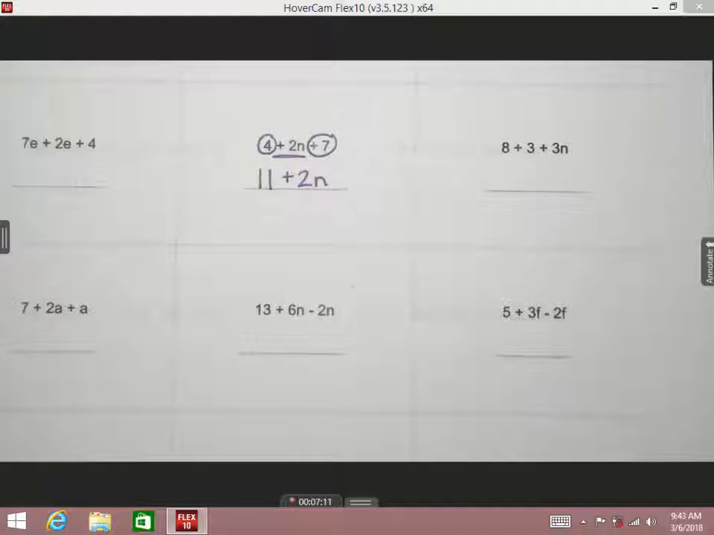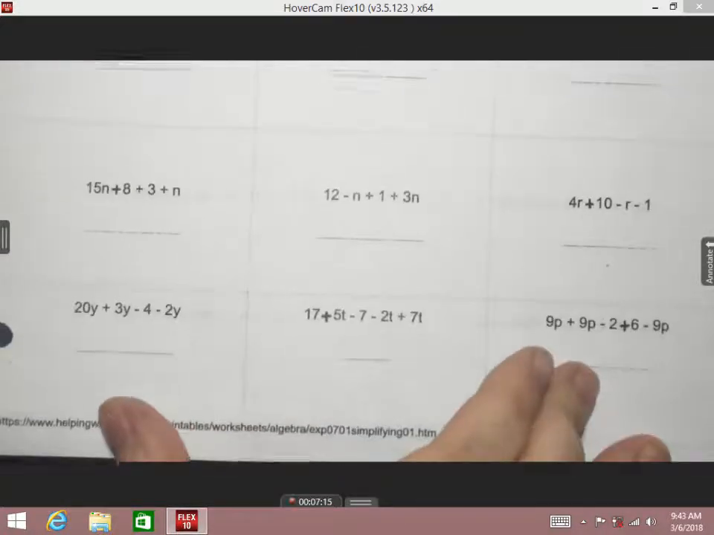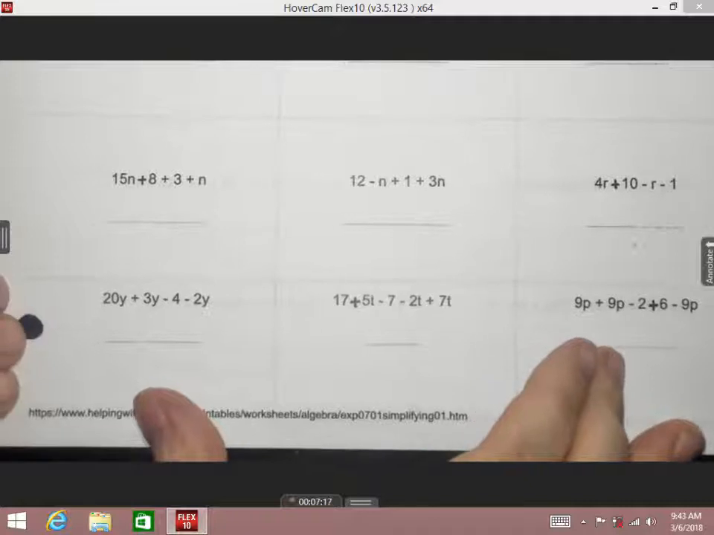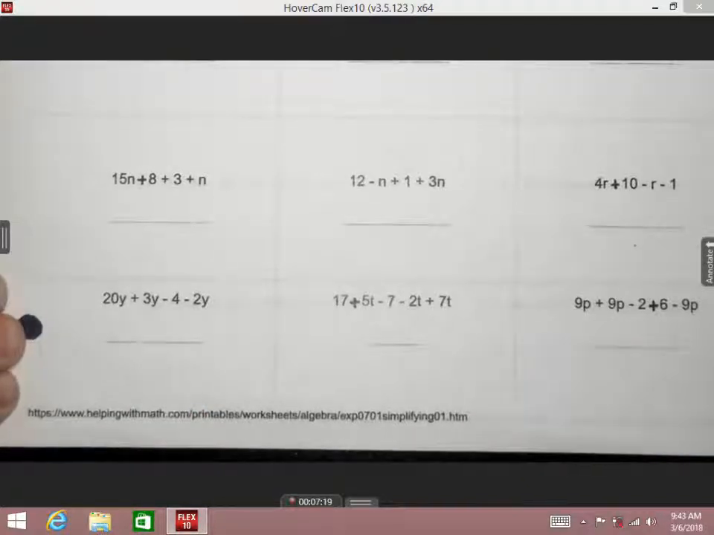All right, so let's move it down a little bit. Down all the way to that second to last row. So where it says 15n plus 8 plus 3 plus n. Do we all see that? All right. What do you notice is different about this problem? Caleb. There's just a plain n.